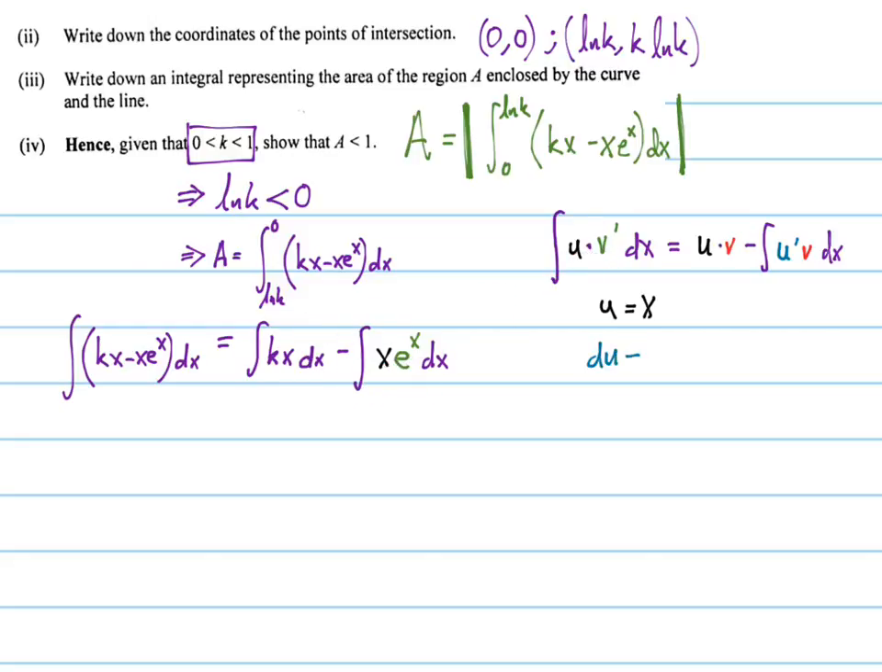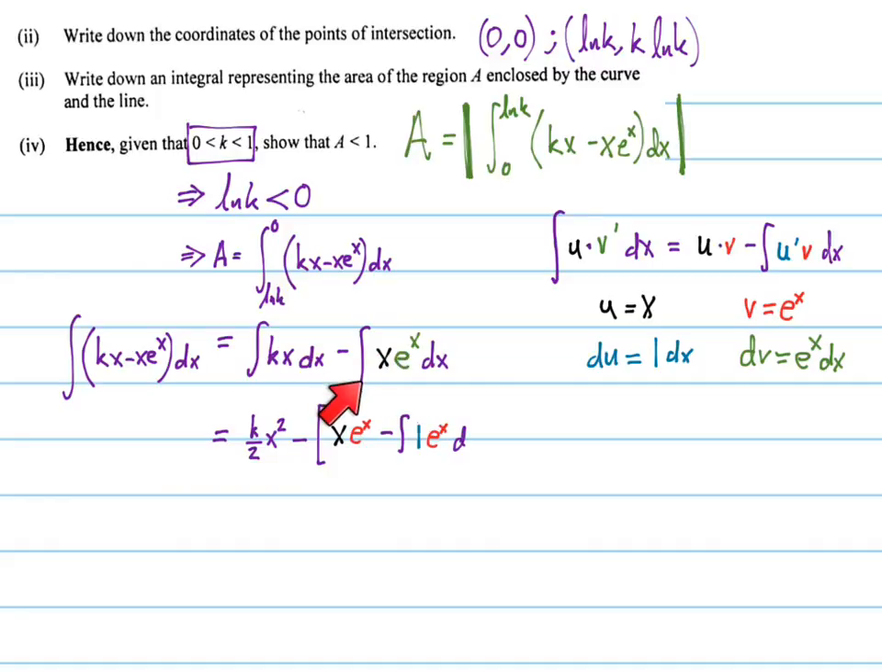So recall, I'm going to choose u to be x because its derivative becomes more simple. I'm going to choose dv to be e to the x because it's really easy to integrate and turns out to be the same thing. So, put all these pieces together, we integrate kx dx, that's just going to be half k times x squared.